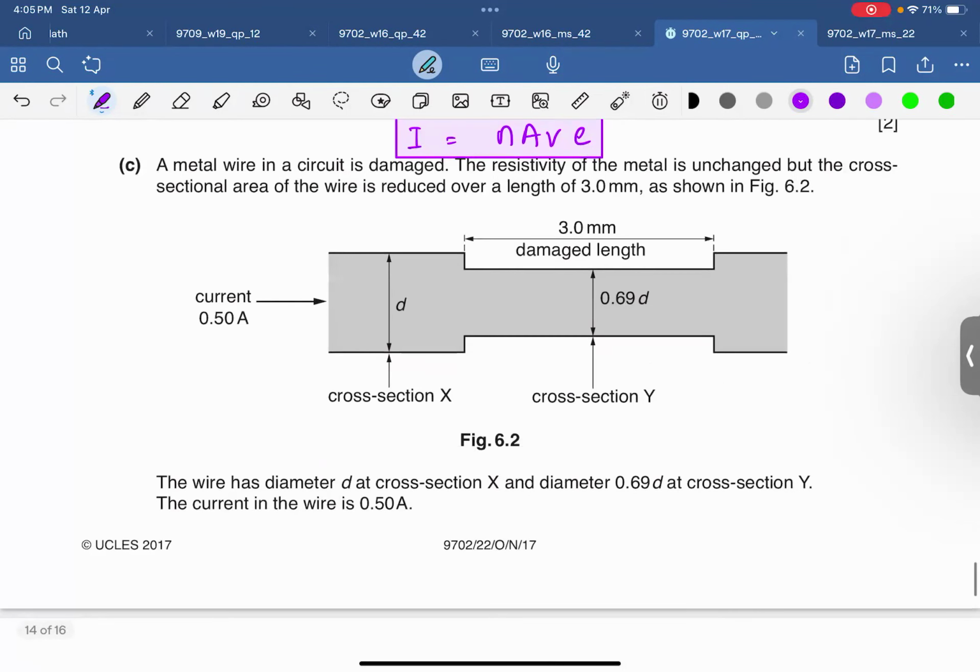So now they're giving you part C. Metal wire is damaged. The resistivity of the metal wire is unchanged, but the cross-section area of the wire is reduced over a length of 3 millimeters. Okay, fine. The wire has a diameter D, and the diameter gives the cross-sectional area. The current in the wire is 0.5 A.